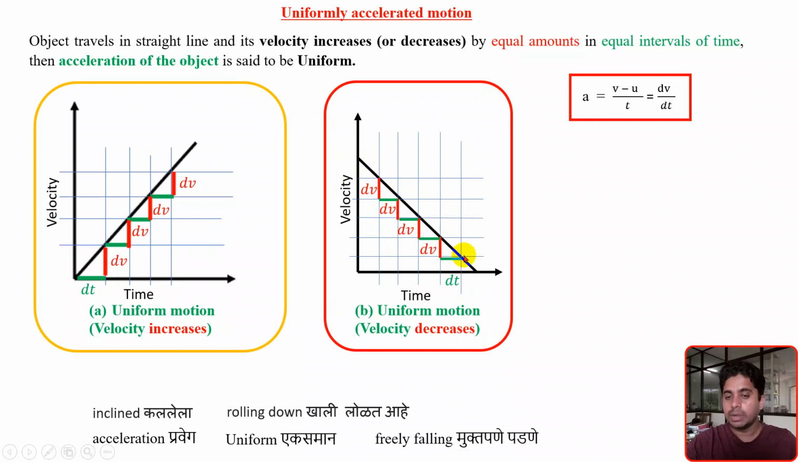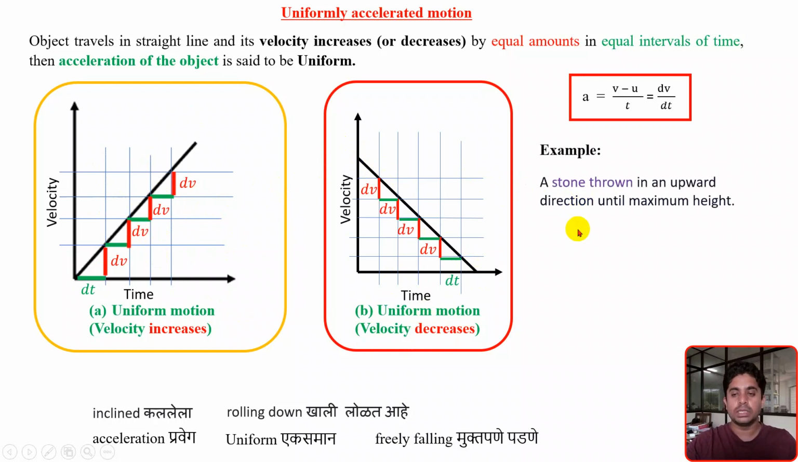This slope is nothing but acceleration, but this acceleration is in the negative direction. This acceleration is in a positive direction, right? This is also uniform acceleration. This is also uniform acceleration, but here it has a positive sense and here it has a negative sense, because here velocity is decreasing and here velocity is increasing. So both are uniform motions.